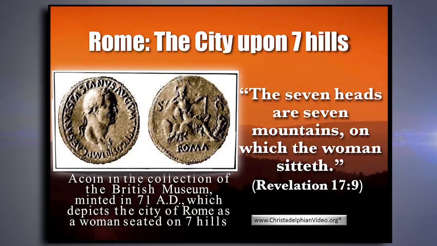And here's Roma, a figure of Rome, and she sat upon 7 hills, okay? And it says here in verse 9 of Revelation 17, the 7 heads are 7 mountains on which the woman sitteth. Okay? So the 7 heads, it's all symbolic language. The 7 heads are 7 mountains.